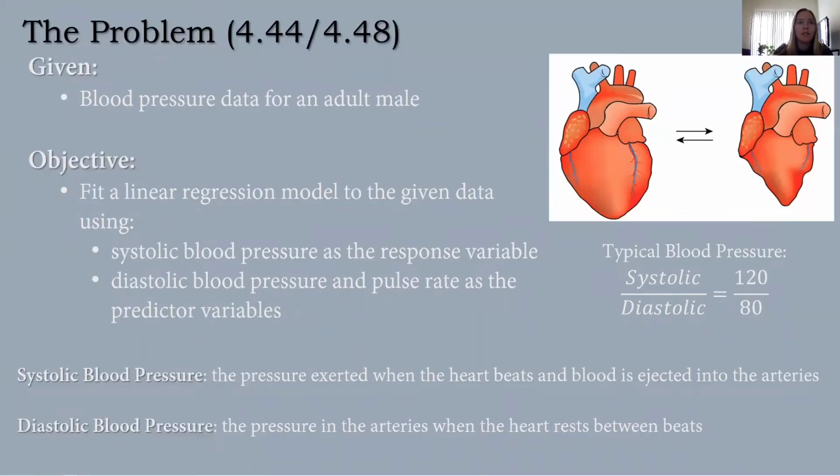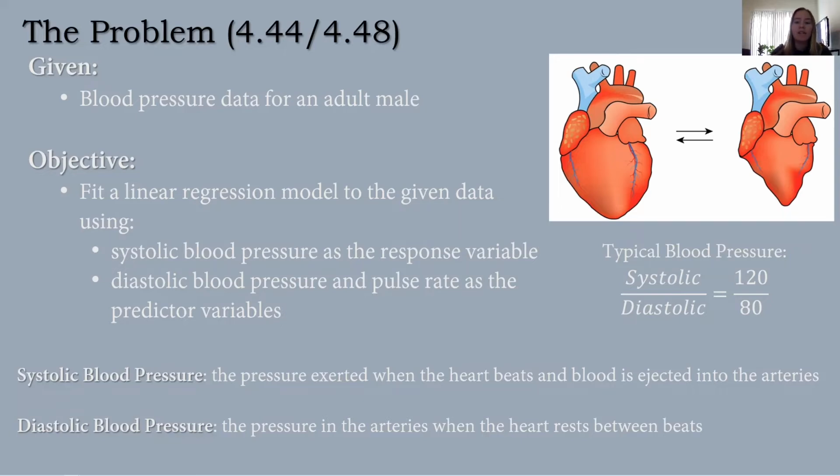So the problem I chose is 4.4 and 4.48, and in these problems, we are given the blood pressure data for an adult male. And our objective is to fit a linear regression model to the given data using systolic blood pressure as the response variable and diastolic blood pressure and pulse rate as the predictor variables.